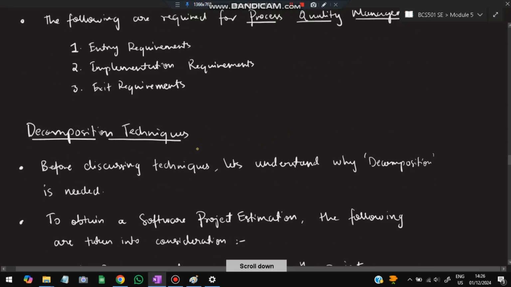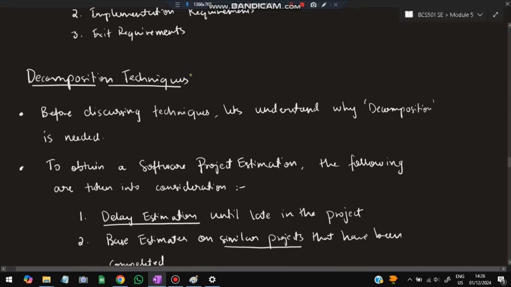Okay, moving on to the next topic, which is decomposition techniques. Very important. In decomposition techniques, we will discuss some techniques based on which we can assess the quality. Before discussing the techniques, let's understand why decomposition. Decomposition might be a new term. It means dividing into different parts. A main thing divided into different parts is called decomposition. But why is decomposition needed in software quality?